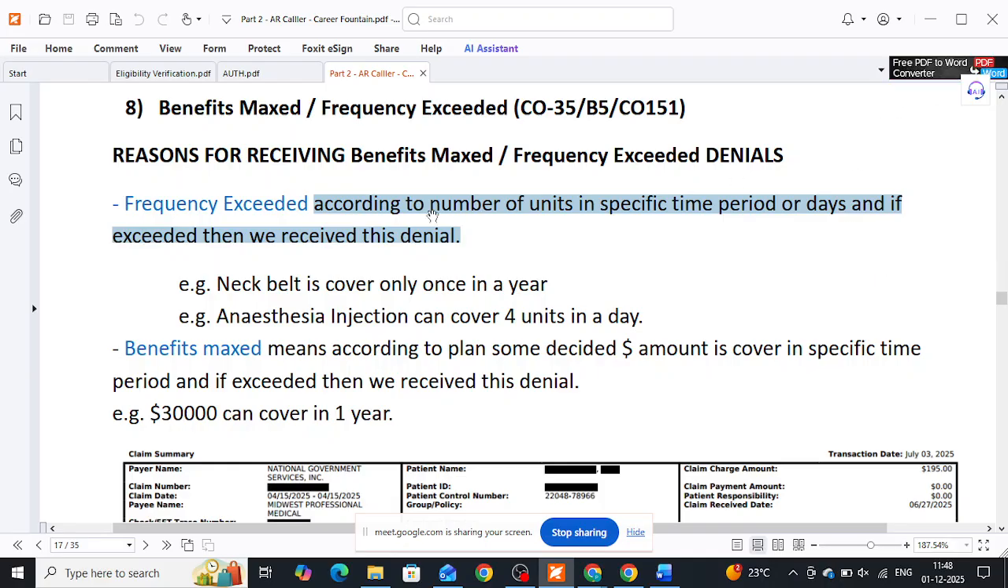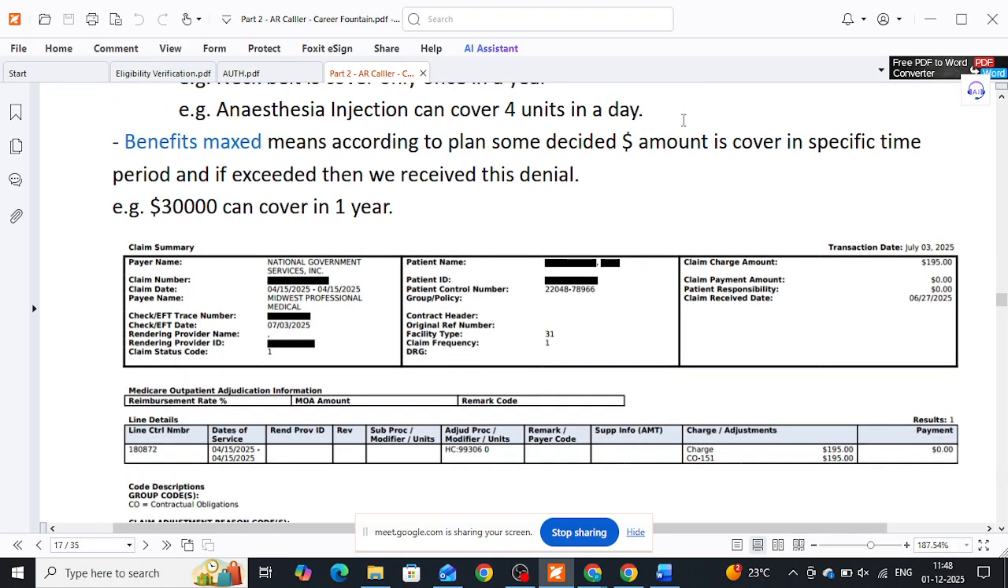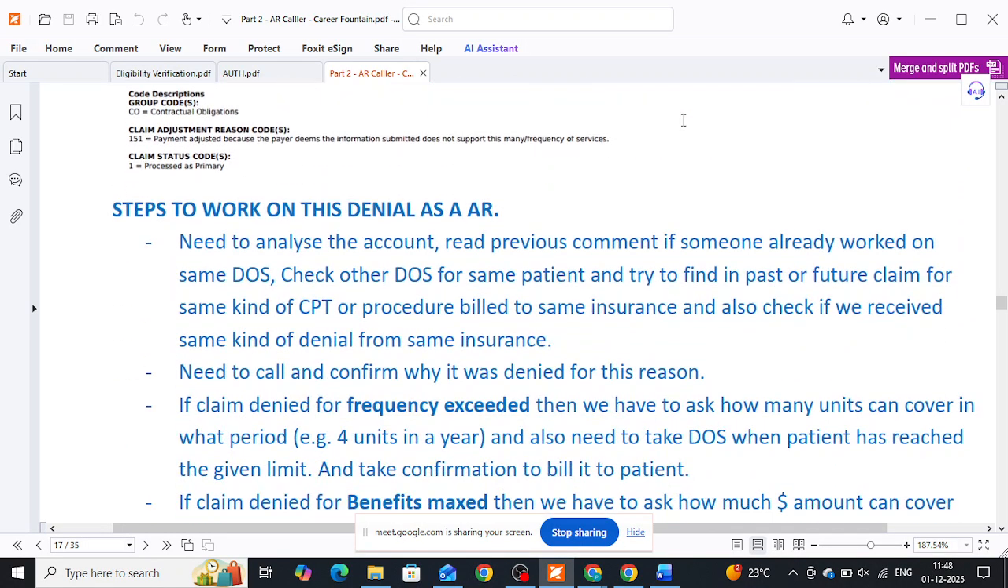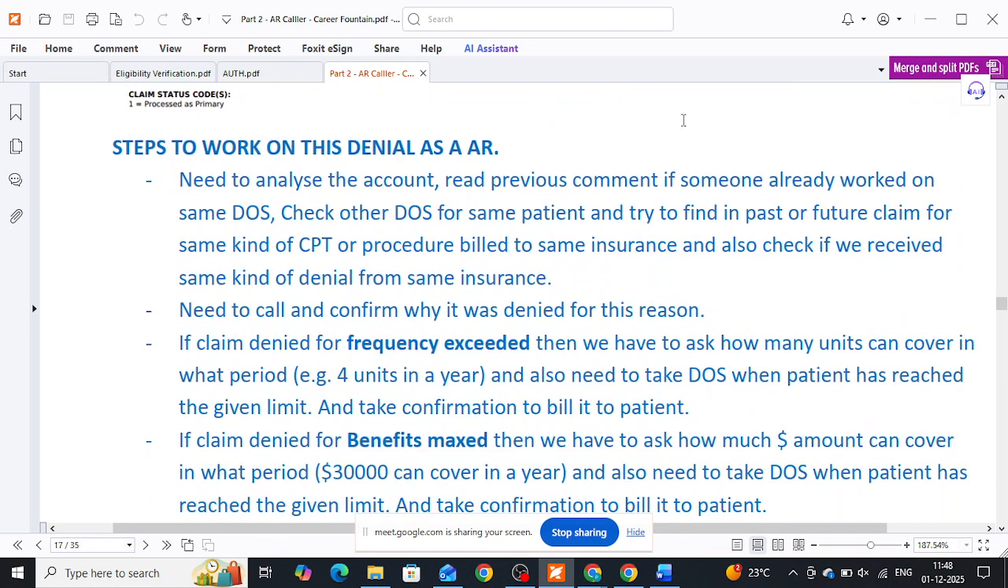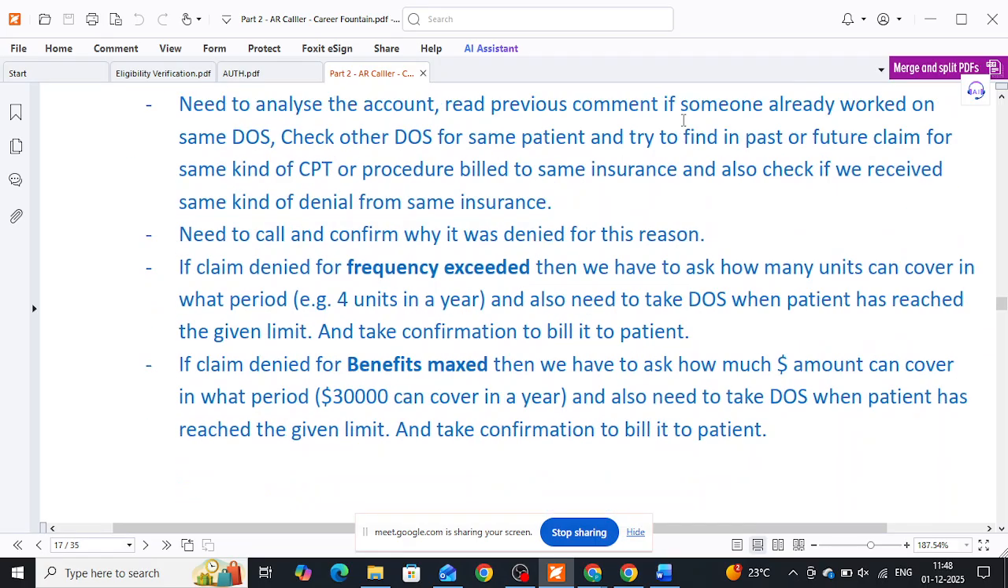And the patient is responsible. Even though a denial code like CO 35 or CO 155, 151 is there, 95% of the time we are receiving this denial just because of the patient's plan. As an action, we can check whether the patient has other insurance or not. If no, then we can bill the patient.